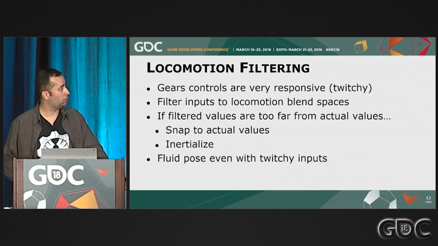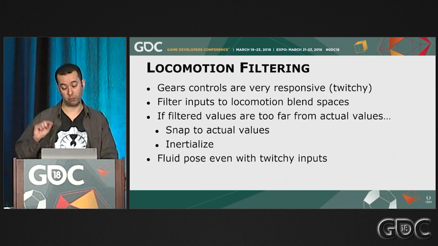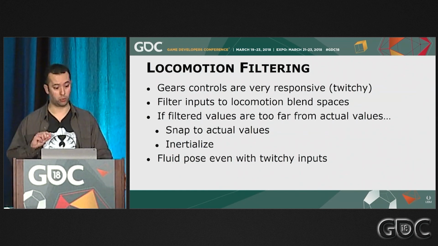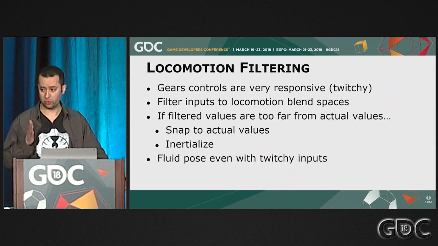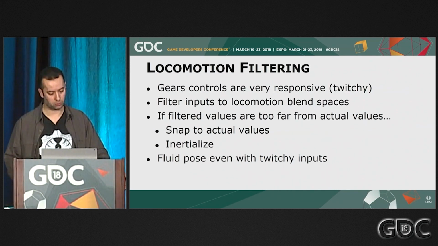Another example that I find interesting is how we deal with our locomotion inputs. When you're driving your character around, we don't directly feed your joystick or even your velocity inputs into the blend space of motion, because our game's really responsive, so that velocity can be pretty twitchy. So we filter it a little bit, and that gives you some nice posing on the output.